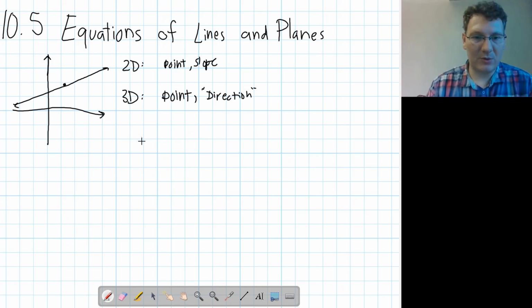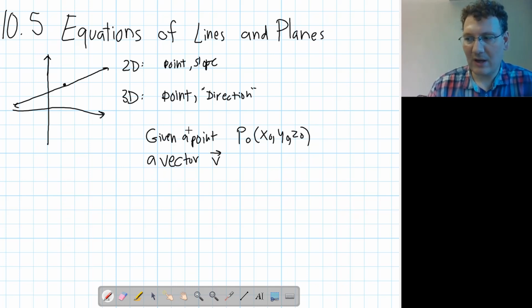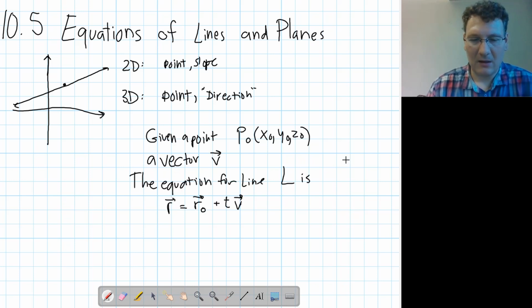So given a point P0, which has coordinates x0, y0, z0, we also need a vector it's parallel to. So vector v is the parallel vector, because remember, a vector doesn't have position, it just has direction. So really we want the same direction as vector v. Then we can write the equation for a line L as the vector r equals r0, the vector r0, plus t times vector v.